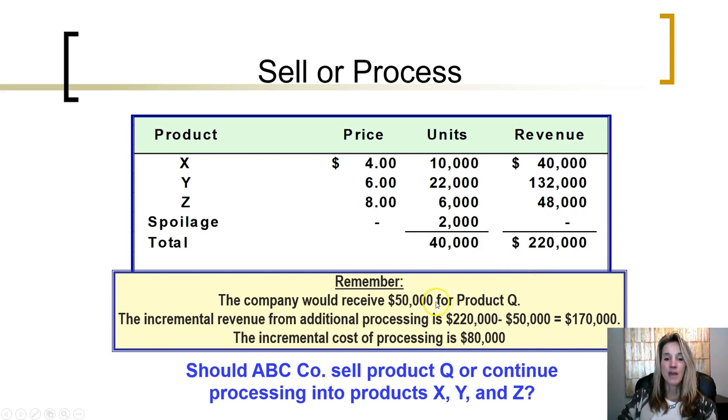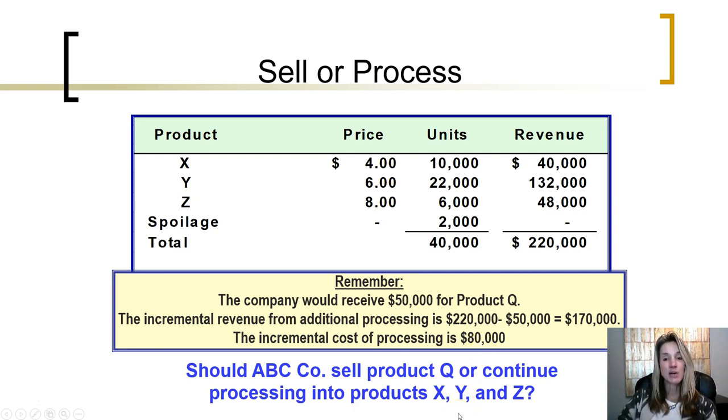So recall that the company would receive $50,000 if they were to go ahead and sell product Q as is. So the incremental revenue from processing further is the additional revenue beyond what they could sell it for prior to the process further decision point. So the additional revenues of $220,000 minus the $50,000, the incremental revenues are $170,000. The incremental cost of processing is $80,000.